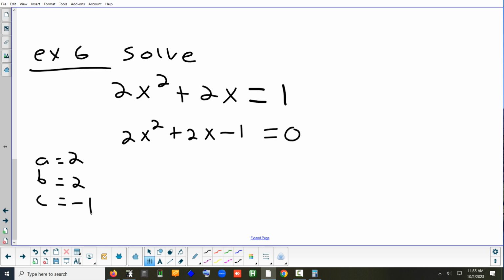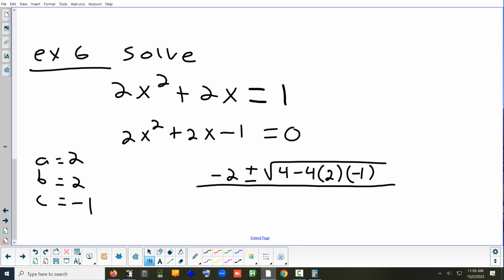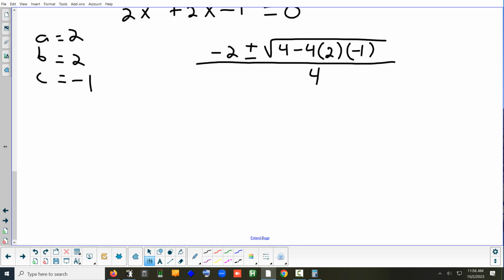Okay, so with the quadratic formula, what's the first thing I write down? Negative b, plus or minus the square root of b squared, which is 4, minus 4 times a, which is 2, times c, which is negative 1, all divided by 2a, which is 4. And now we're going to simplify that as much as we can.